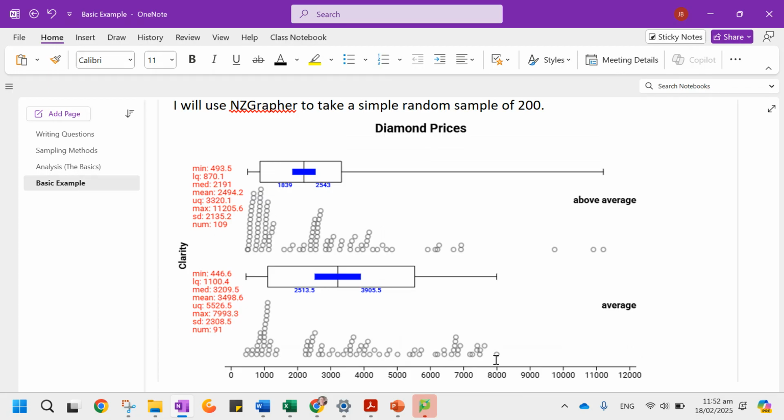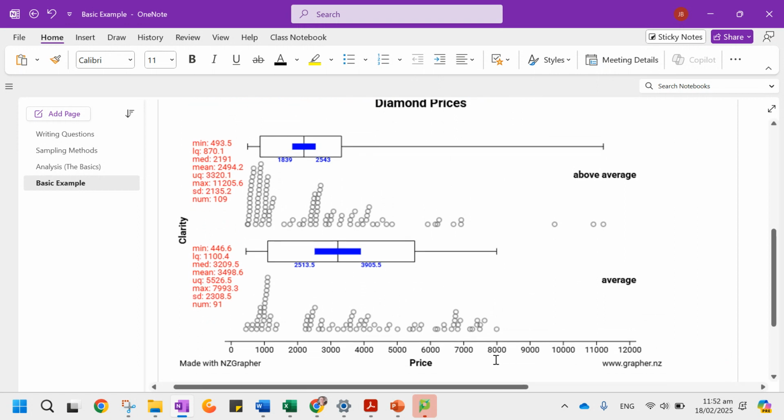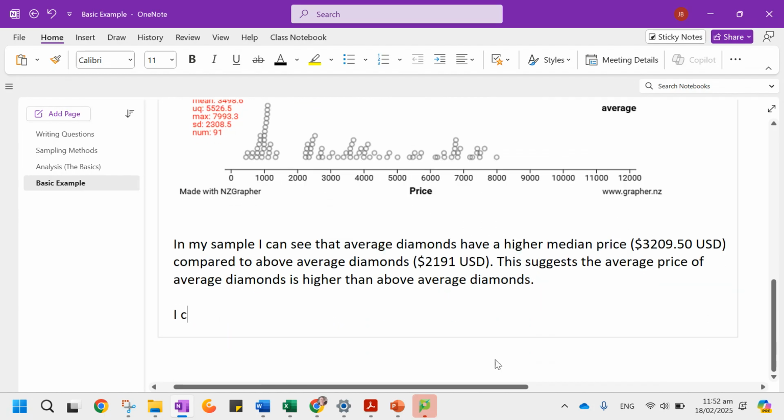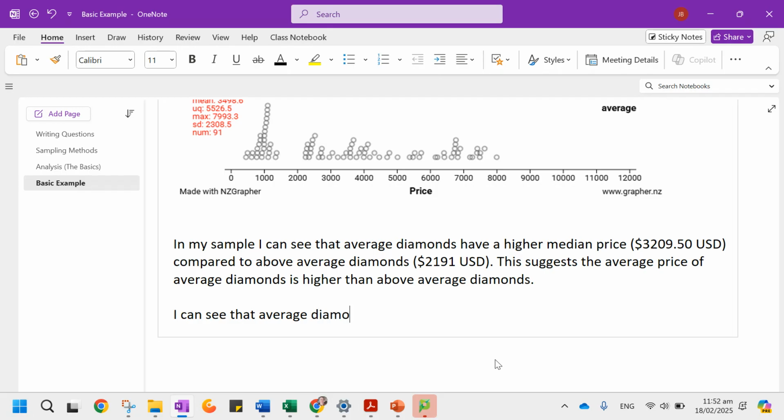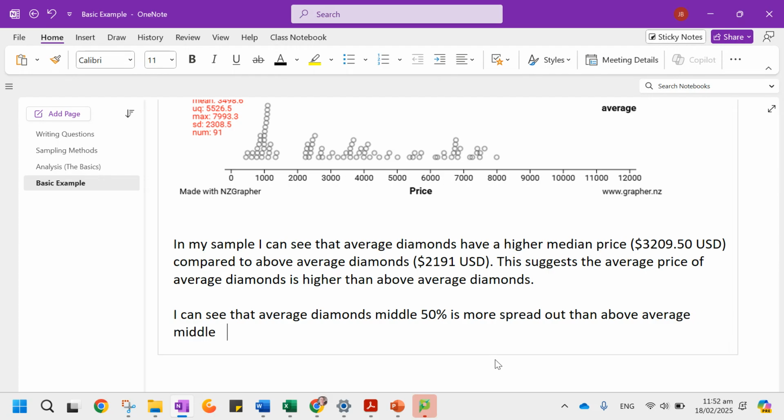Okay, what's the second thing I've asked you guys to write about? Spread. Confidence intervals comes into our conclusion. So which one is wider? Above average or average? Average, okay? So I can see that average diamonds, middle 50%, is more spread out than above average, middle 50%. What's our evidence for that? IQR.